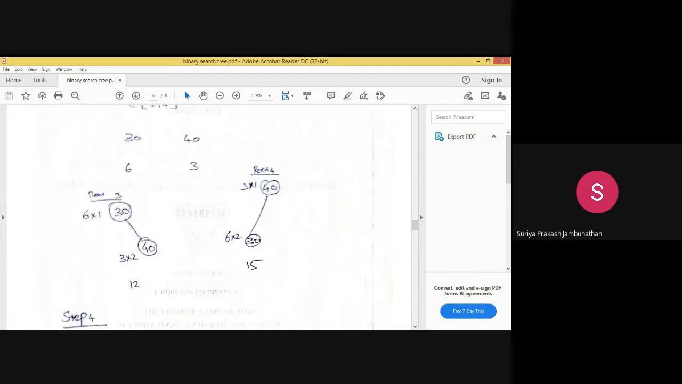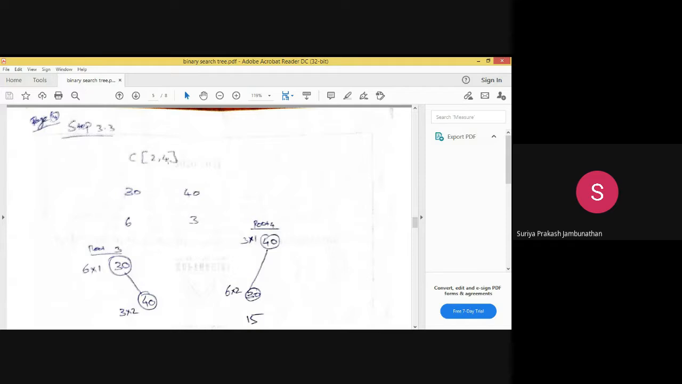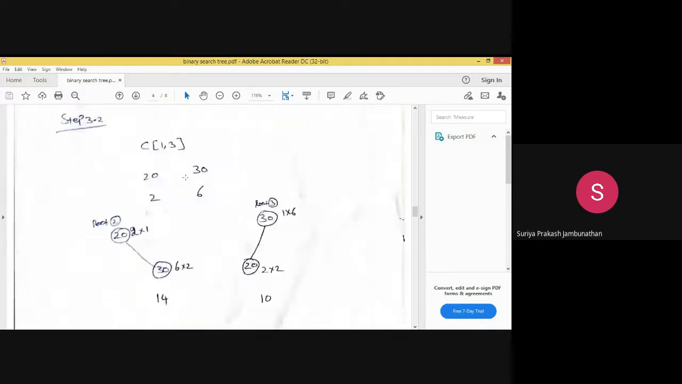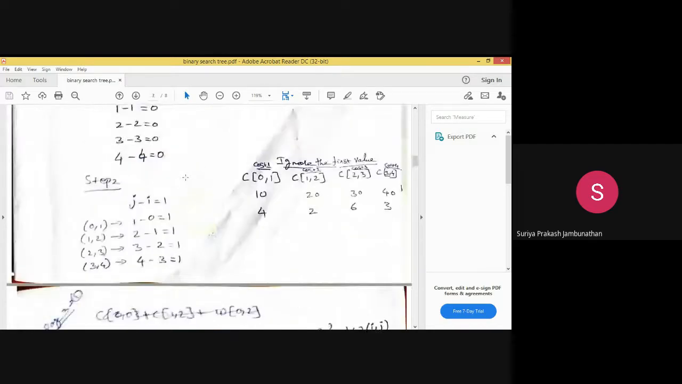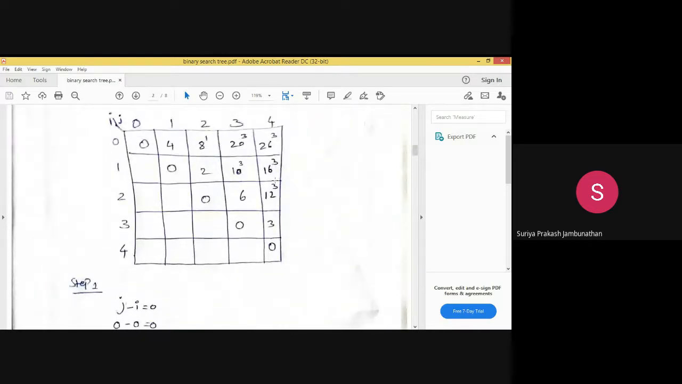For 40 the root is 4. So for 30 the root is 3. So the least is 12. So 12 power 3 we are filling in the place of 2 comma 4. In the table, at 2 comma 4 we are filling 12 power 3. Let's see the table. We are filling 12 power 3 in the place of 2 comma 4.